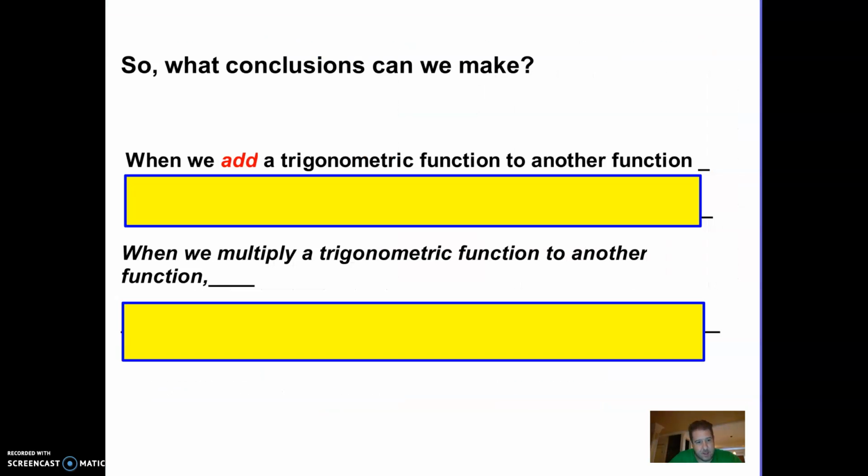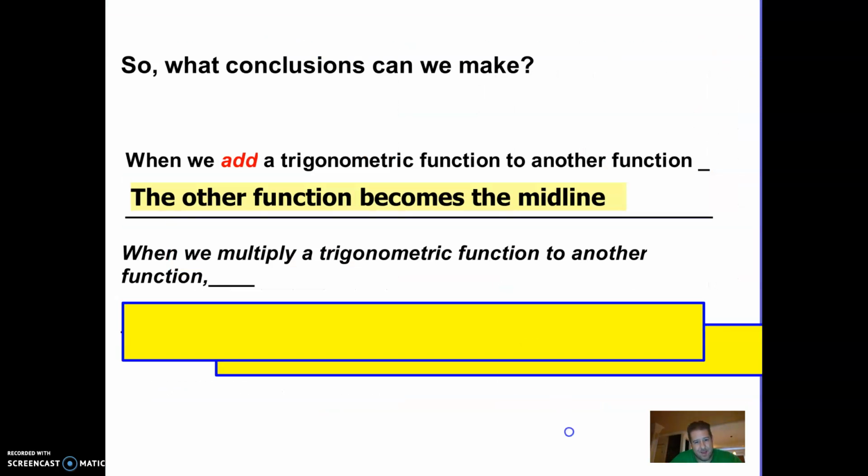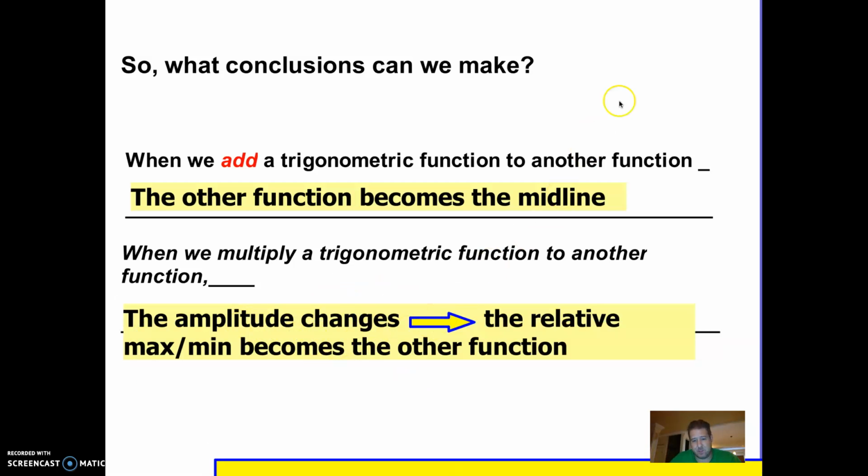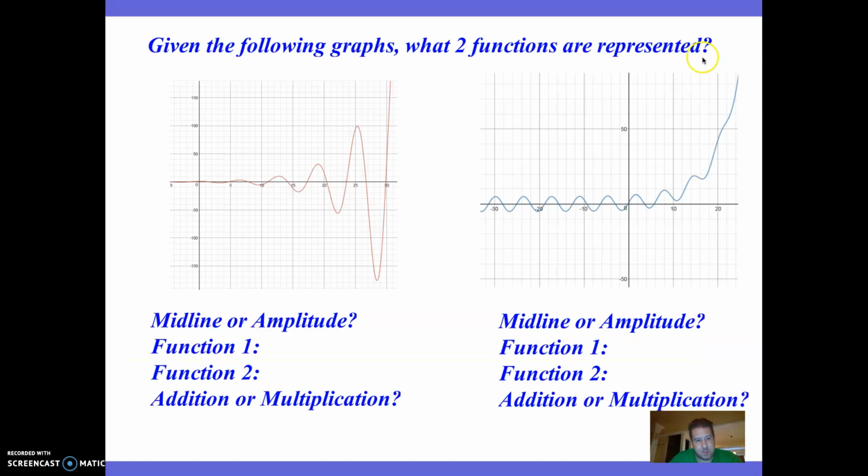Okay, so basically when we are adding, the midline changes, and when we are multiplying, the amplitude changes. That's the conclusion that we've come to. So is this midline or amplitude, and what two types of functions is it? Well, actually, this one is very hard to tell, but it's looking like it's definitely the amplitude that's changing. So I definitely know that multiplication is involved. What exactly is it combined with a trigonometric? It's kind of hard to tell.